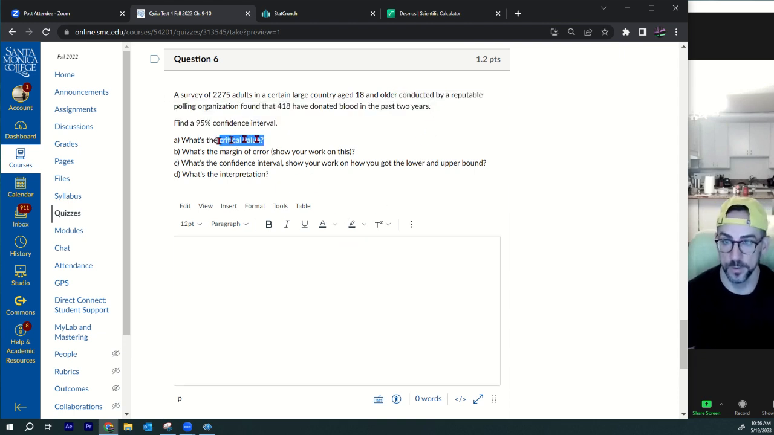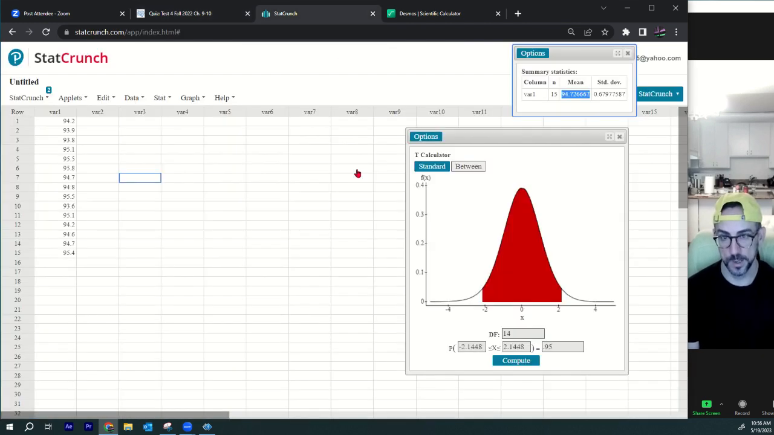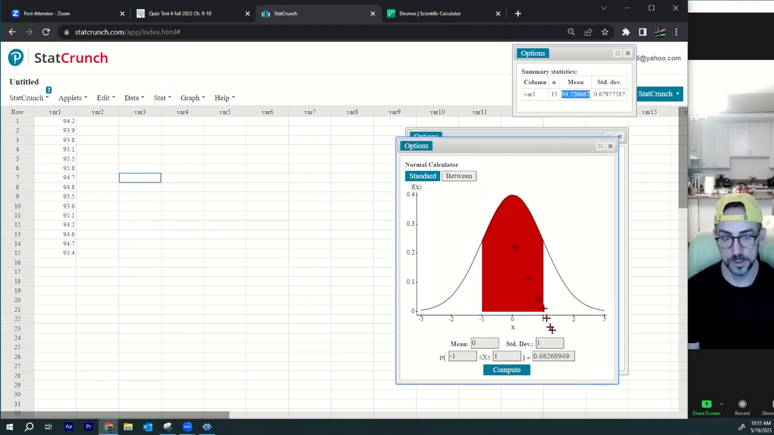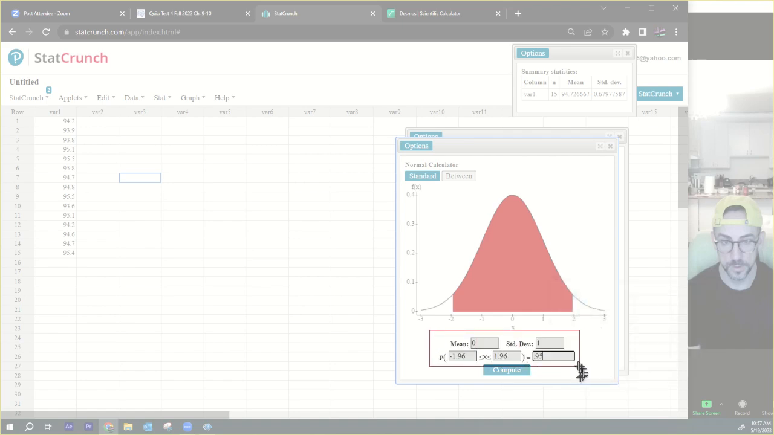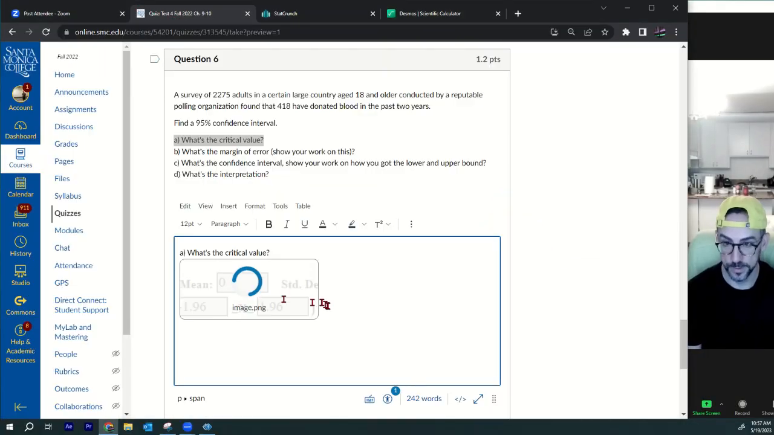So, A, what's the critical value? Normal calculator, right? In the last example, we used the T calculator. In this one, we'll use the normal calculator. So, 95% confidence interval, go to stat calculator, normal, between 0.95, 1.96. So maybe we should show our work on how we got that. You have to show your work on everything if you want full credit.